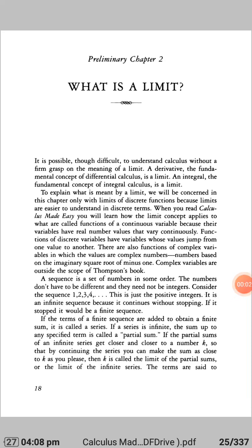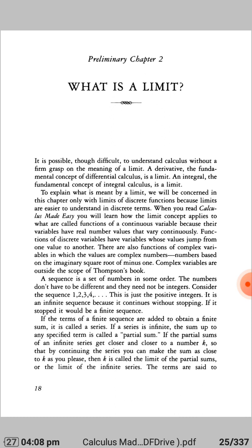Preliminary Chapter 2. What is a limit? It is possible, though difficult, to understand calculus without a firm grasp on the meaning of a limit. A derivative, the fundamental concept of differential calculus, is a limit. An integral, the fundamental concept of integral calculus, is a limit.